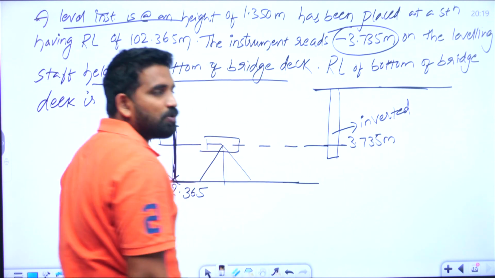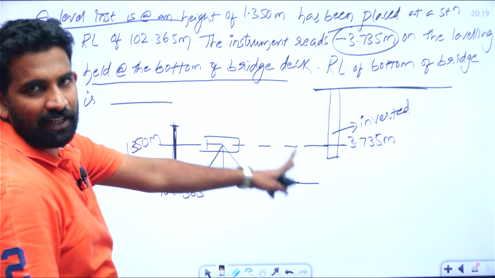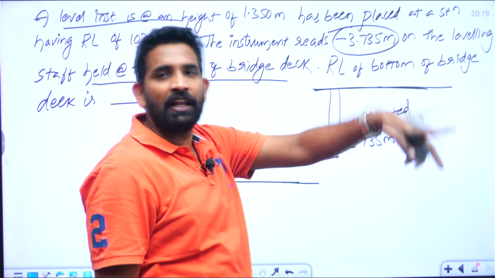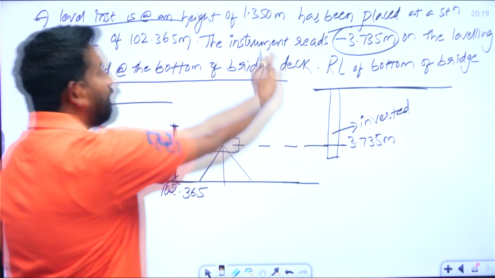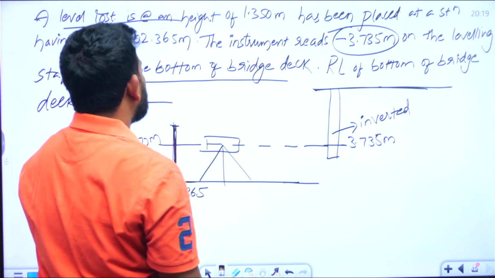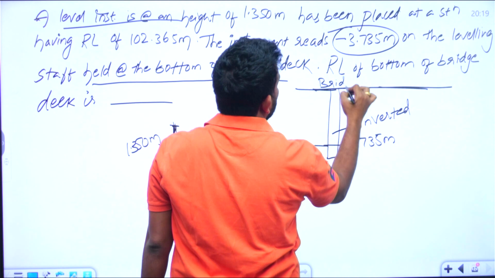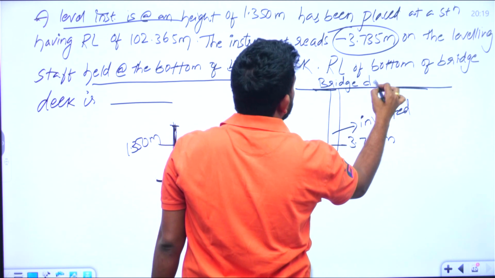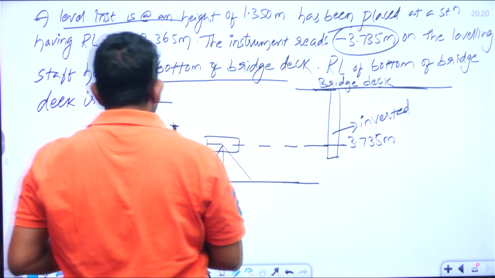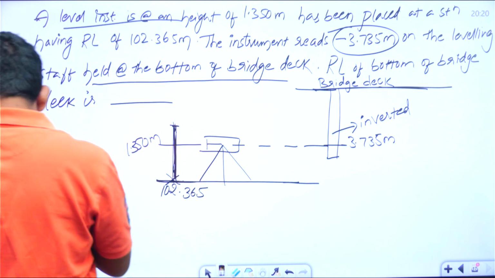You are not supposed to subtract it. That simply says that the reading we are taking is an inverted staff reading. So that's why the negative value remains there on the leveling staff held at the bottom of a bridge deck. This is a bridge deck. I haven't written the options, right? So let me write the options also.